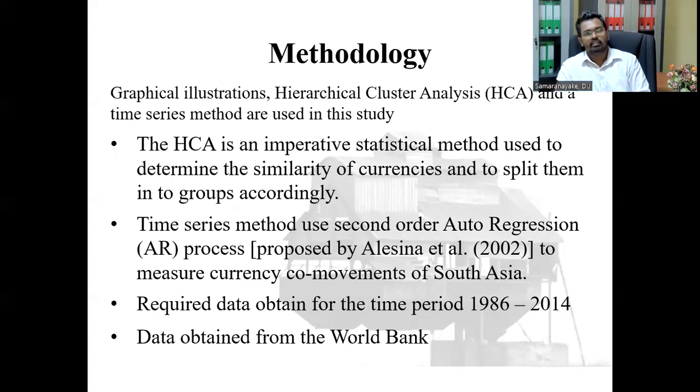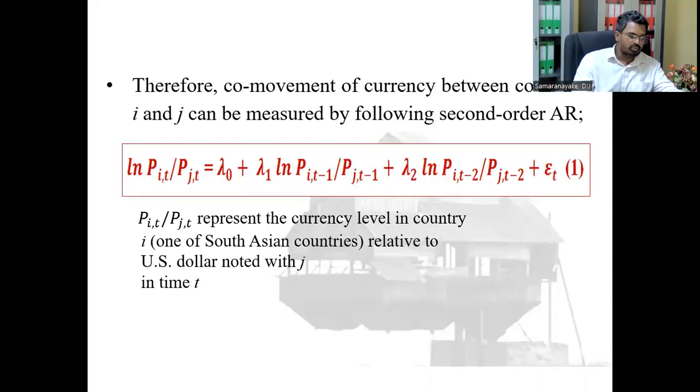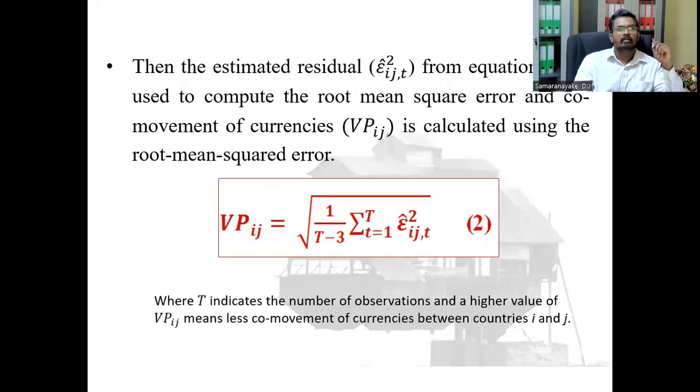right? And especially we use the second order autoregression process, a time series technique. Since I think we didn't discuss time series in our econometrics class, you may not be familiar with this, but it is a time series technique where we could identify the movements of the data, and through this we are trying to measure currency co-movements of South Asian countries, and using that we calculate an index. So this is the autoregressive process, and then we use this calculation, right? Here we calculate the co-movements of currencies.